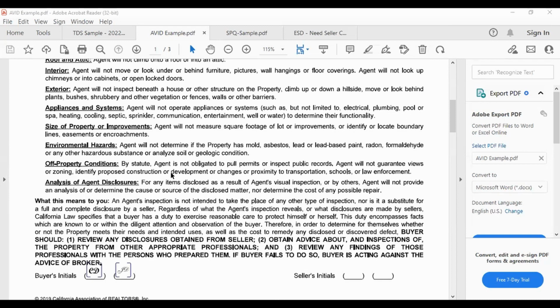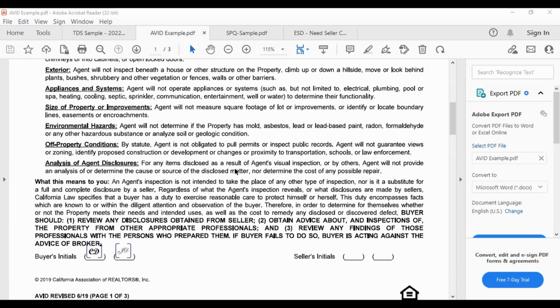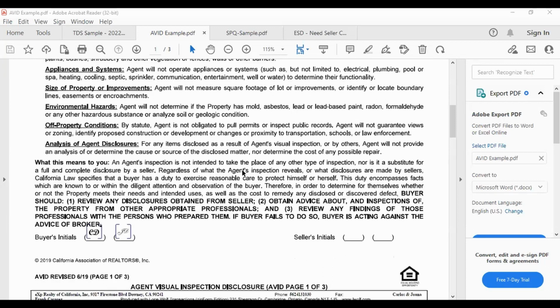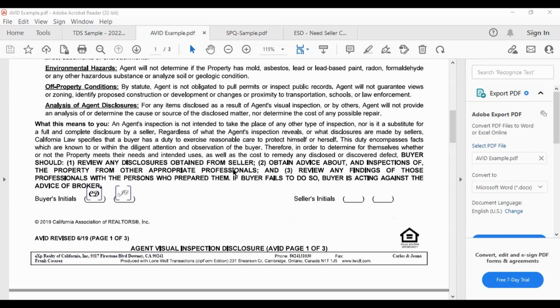Off-property conditions: agents are not obligated to pull permits or inspect public records and so forth. Now, they don't have to. Me, myself, I've got experience, and I know I'm not just going to hand things over and tell everybody, take my word for it, here it is. No, I'd like to know so I can recommend that others look deeper into it and find out for themselves. That's how I do it. And not always, if things seem to be in order and the basics are there. I will get some really savvy sellers that say, I know everything about this property, I've got the whole file here. Great. The work's already done. Okay.